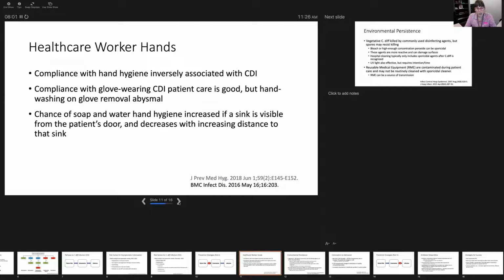There was a study showing, fairly obviously, that if a sink is visible from the patient's door, then you're more likely to do that soap and water hand hygiene. And that may be another opportunity for hospitals to improve compliance and reduce C. diff rates: to ensure that there are sinks available to do soap and water hand hygiene.